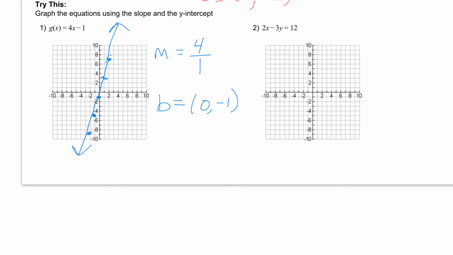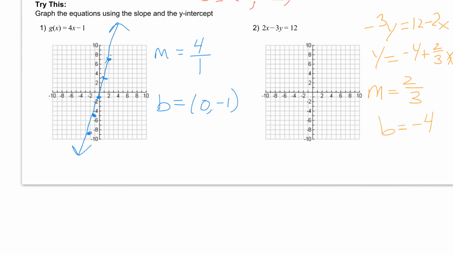Then in number 2, you should have solved for y first. Solving for y, the first thing you should have done was subtract 2x from both sides, giving you negative 3y equal to 12 minus 2x. And then you should have divided everything by negative 3, ending up with y equal to negative 4 plus 2/3 times x. So this gives you a slope of 2/3 and a y-intercept of negative 4.